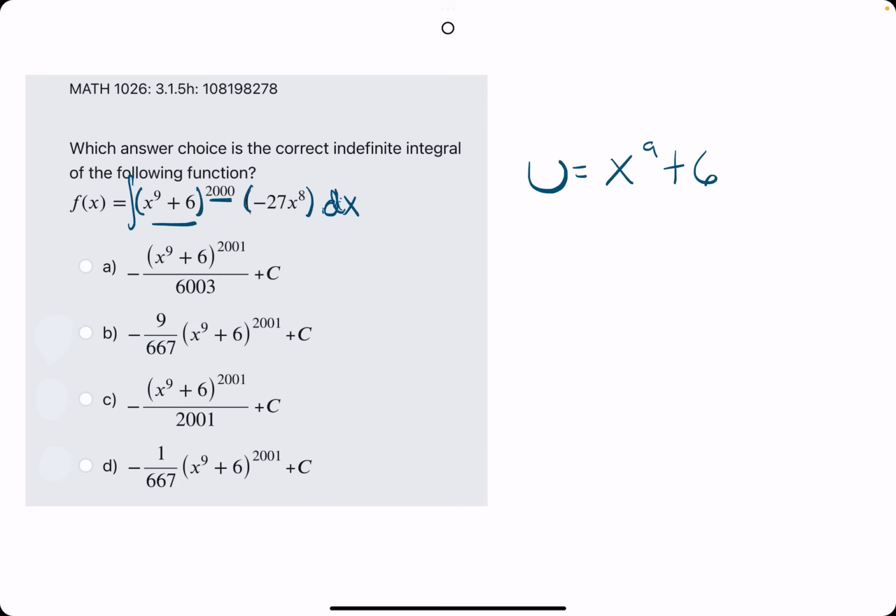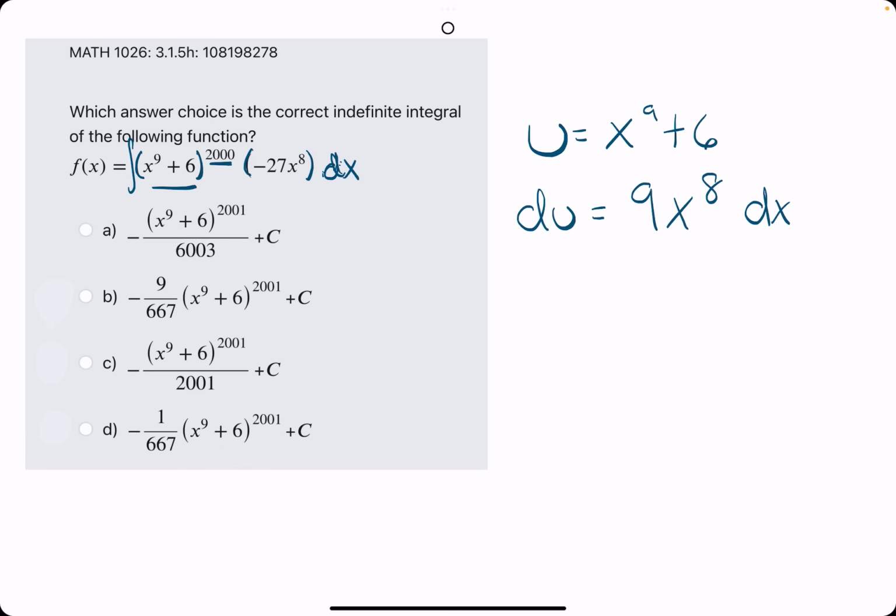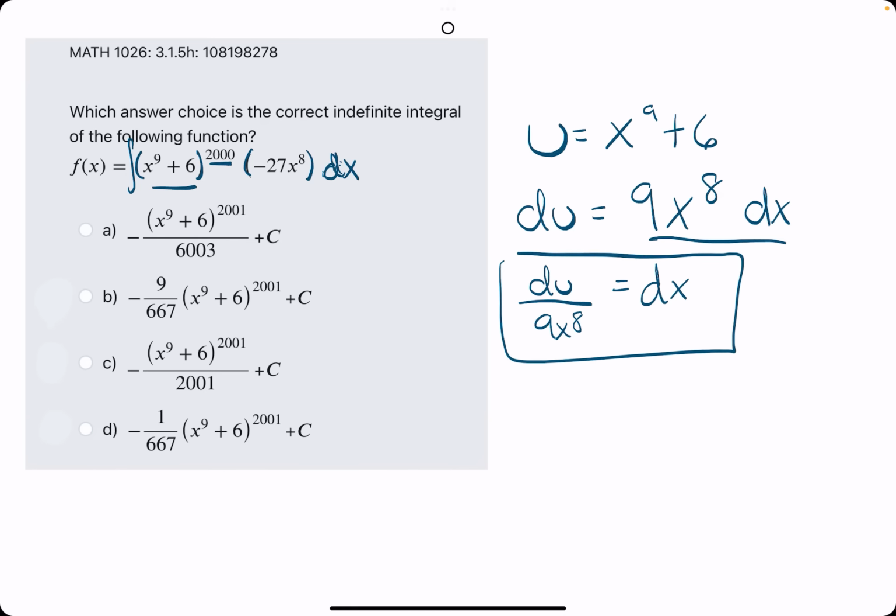So if u is x to the 9th plus 6, we find our du, which is the derivative of u. So 9x to the 8th using the power rule, and then plus 6 goes to 0. And then I always recommend tacking on dx to the du. Then we want to solve for dx. So we get dx by itself on this right side by dividing by 9x to the 8th.